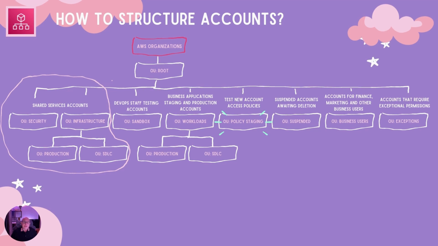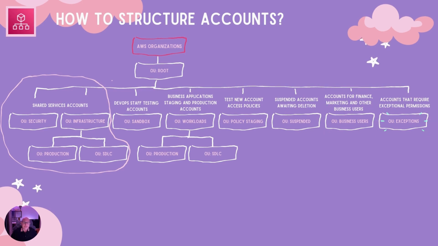Policy staging OUs to test new access policies for new accounts. Suspended OUs that contain AWS accounts that were closed and are waiting to be deleted. Here is to note that AWS has a grace period of 90 days before deleting accounts completely. Individual business user OUs, which are used to set up business-related services such as shared file systems, for example.